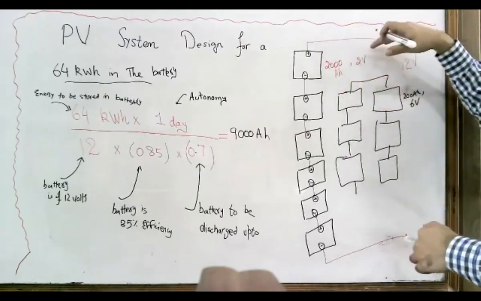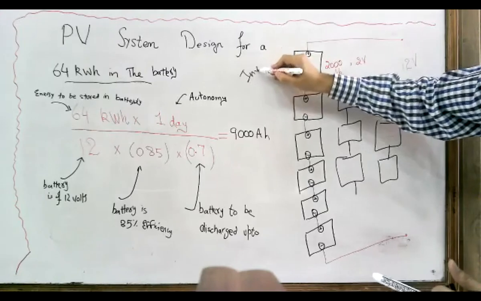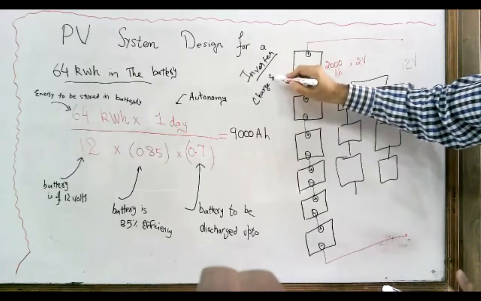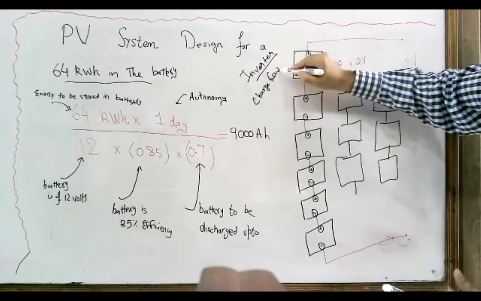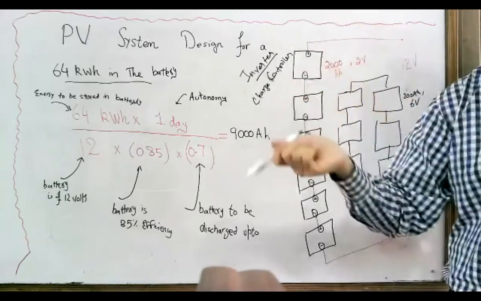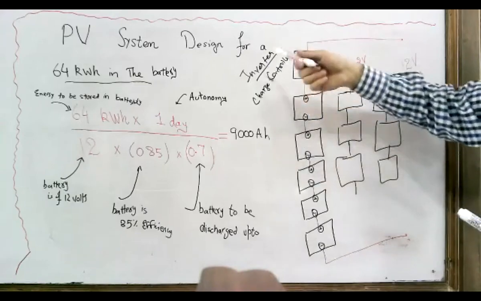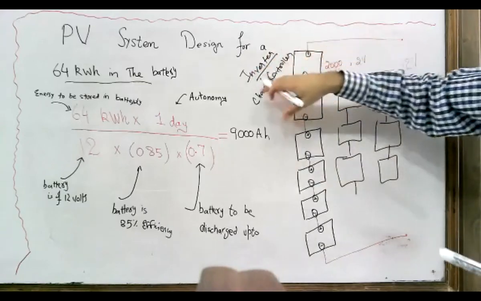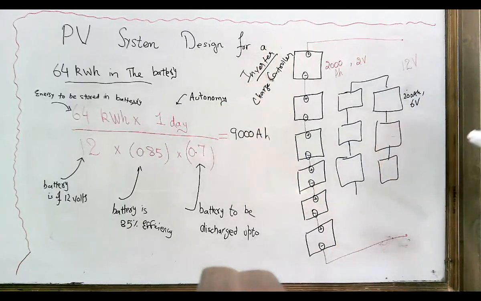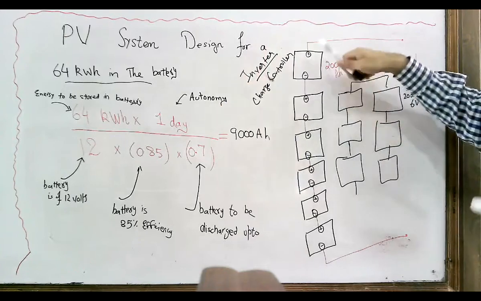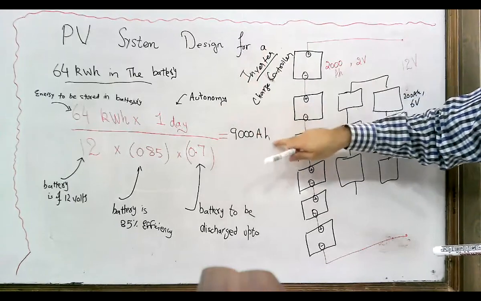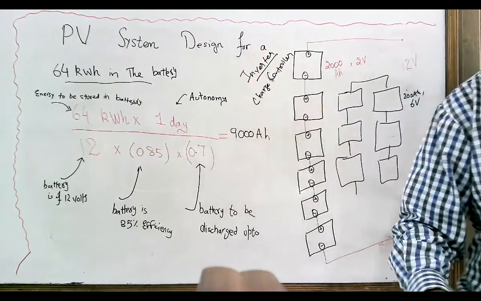And one more thing I must mention is that whatever the battery voltage is, the inverter you are choosing and the charge controller you have chosen, the battery bank's voltage must be in accordance with the rating of the charge controller, and this voltage must also be in accordance with the inverter rating. So you have to look for different available options of batteries, and do the series or parallel combination to complete this 9,000 ampere hour battery.